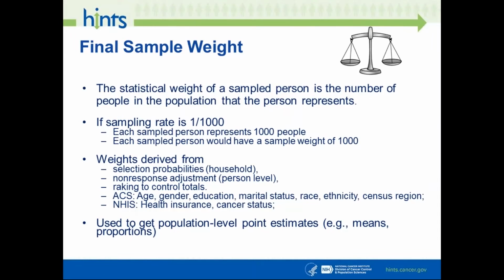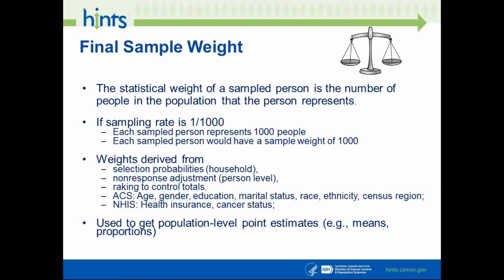And then we also thought, okay, we actually need to do a little more than that, because we want to meet those control totals for two other things, health insurance status and cancer status. So again, if you weighted the HINTS data using the final sample weights, you'll see a very, very close approximation of what that was for the population at that time.